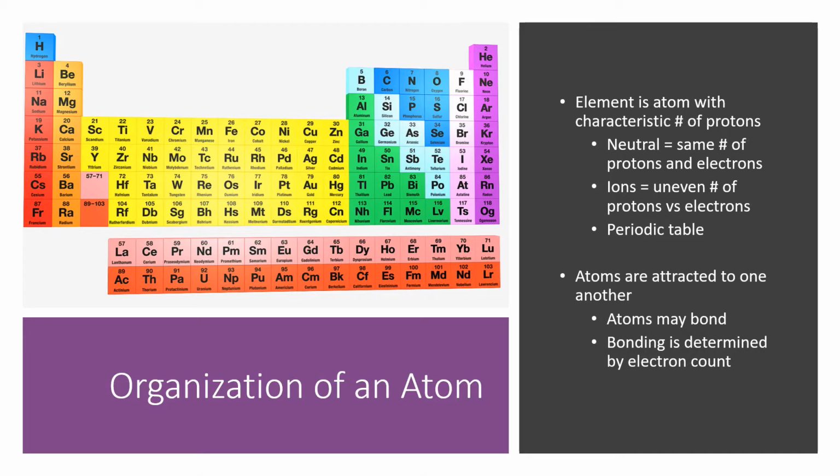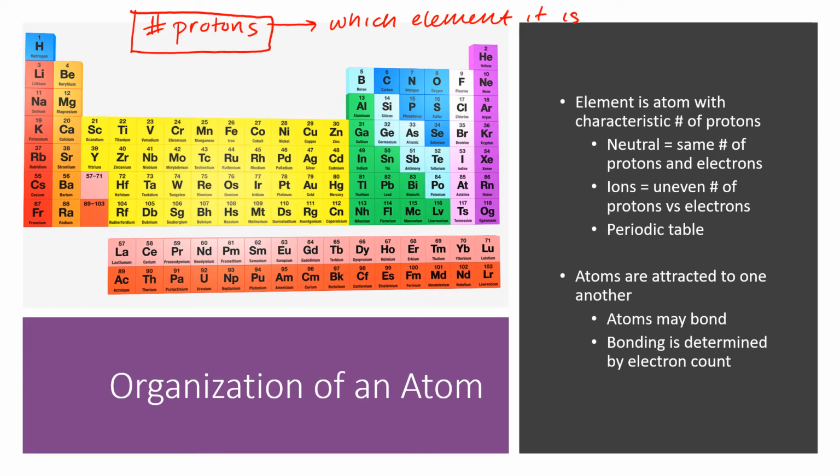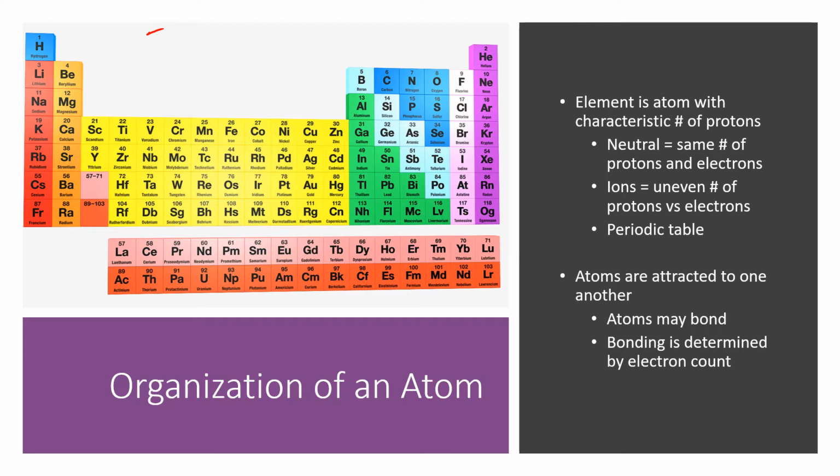An element is an atom with a characteristic number of protons. So the thing to remember is the number of protons determines which element it is. You can change anything else about the atom. You can change the number of neutrons, you can change the number of electrons, you can find out it's radioactive. The number of protons is what's going to tell you what element it is. That is the defining characteristic of any given element, an element being a type of atom.